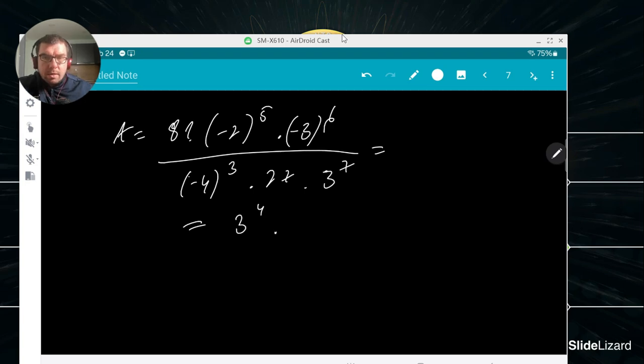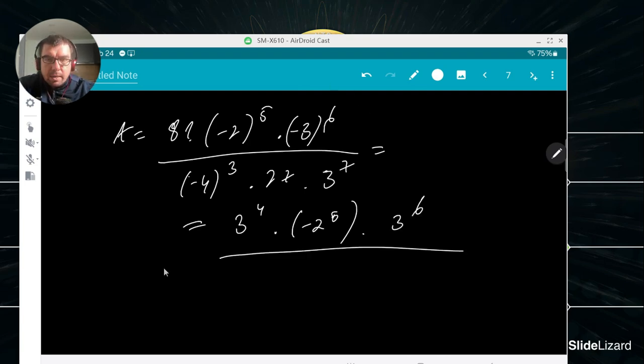Now this odd exponent 5 keeps the negative sign of the minus 2. So this is minus 2 to the power of 5. Then the even exponent turns this minus into a plus, so 3 to the power of 6. Again, this odd exponent preserves the minus here, so minus 4 to the power of 3, 3 to the power of 3, 3 to the power of 7, okay?